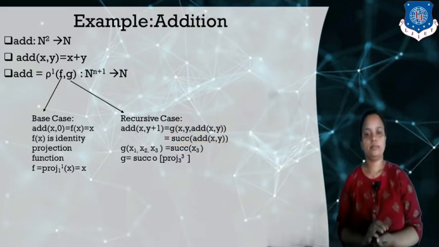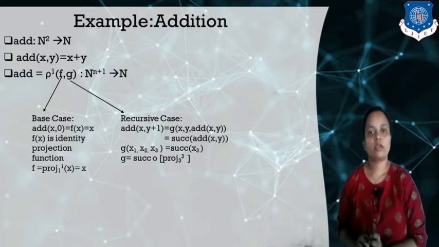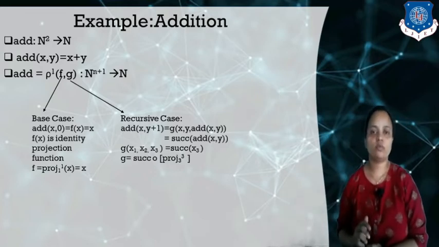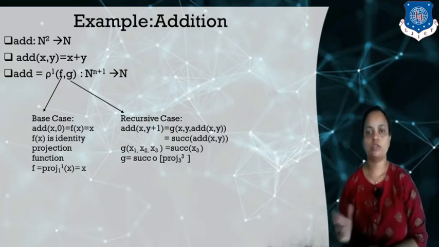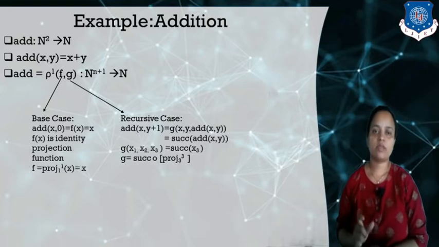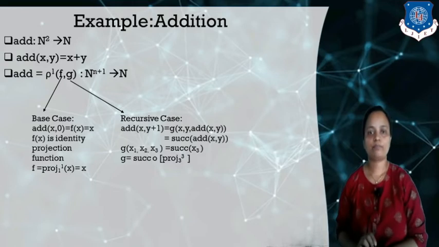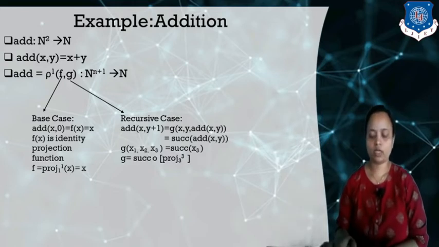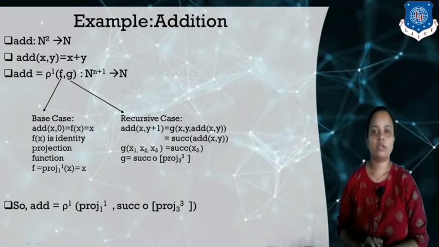In this way we can define the addition. In the GTU exam they have asked: prove that the given function f(x, y) equal to x plus y is primitive recursive. So in this way we can define the given addition function as primitive recursive. You need to specify the base case function for this addition function and also the recursive function. The base case function is f, and g is our recursive function. So here I can define our addition function as a primitive recursive function.